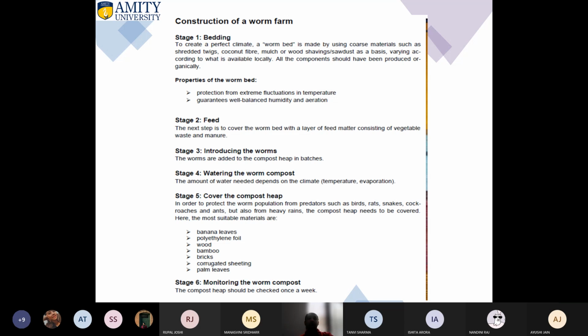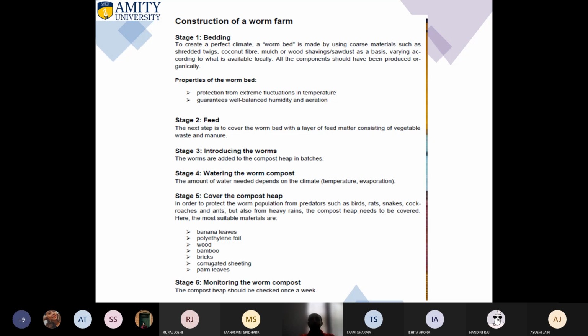So okay, here is the slide that talks about the construction of the worm farm. The first stage is bedding. That is, you need to create a proper climate. You need to make the materials such that they can easily feed upon the material that you have provided without going deep inside the soil. So what do you need to have?